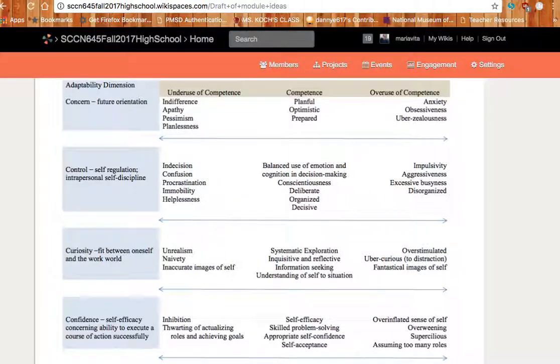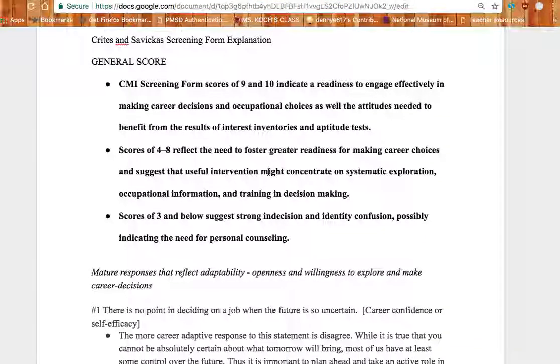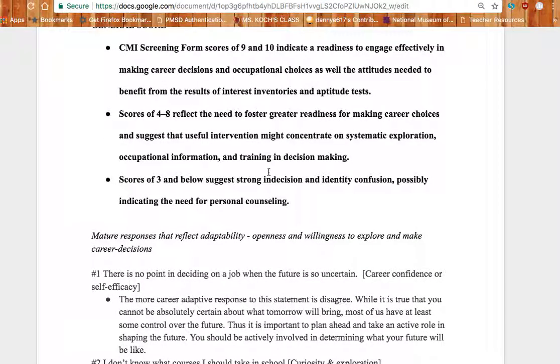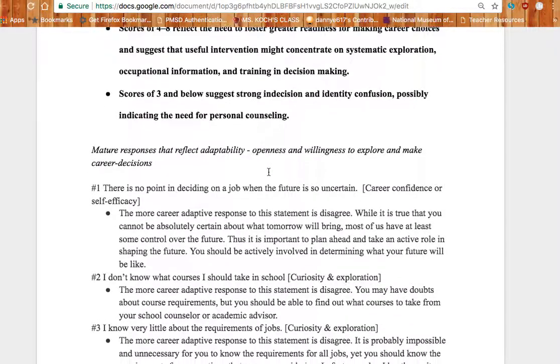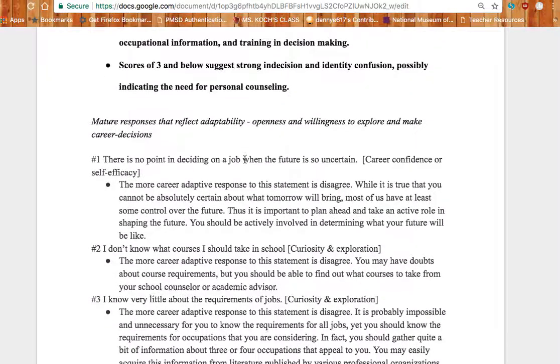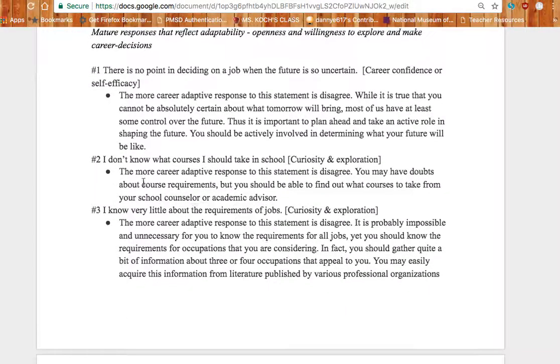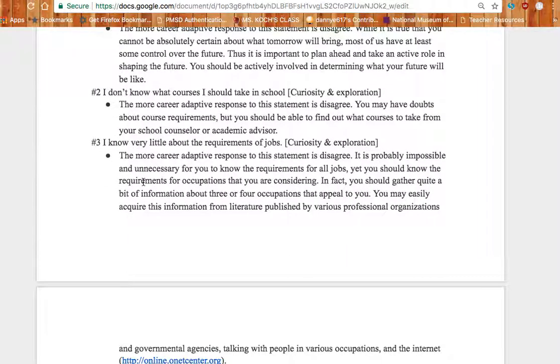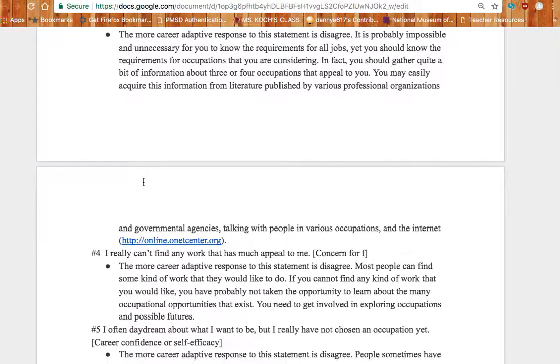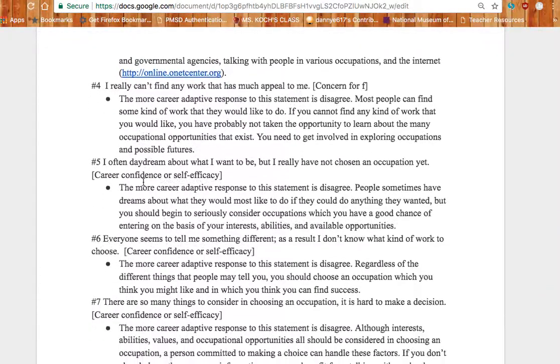So if you're someone who has a low score, one way to reflect on this some more is to look at what a career adaptable person says about each of these questions. And you can read this document. It's linked on the page so that you can learn a little bit more about specific interventions that you might do.